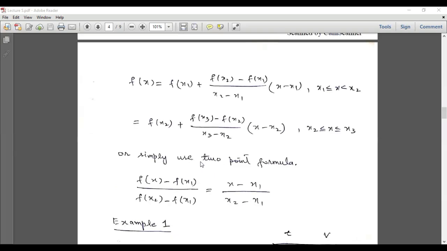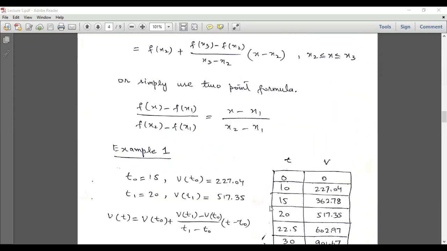The two-point formula is also written over here, which is very simple: [f(x) - f(x1)] / [f(x2) - f(x1)] = (x - x1) / (x2 - x1).